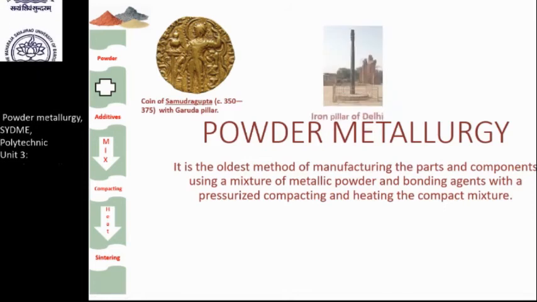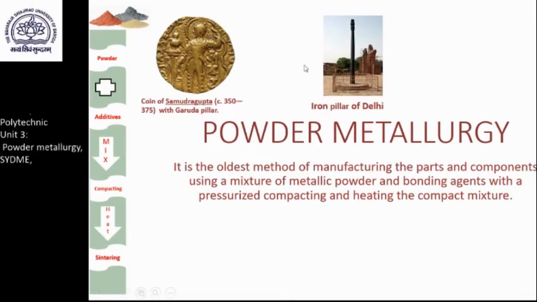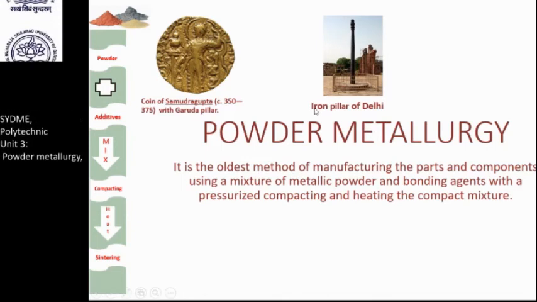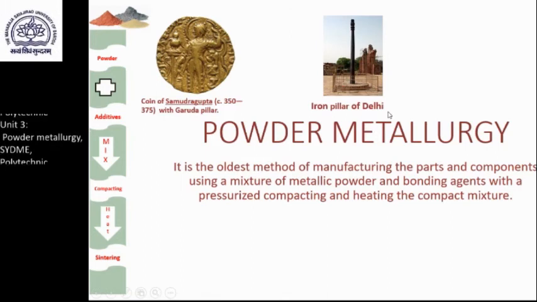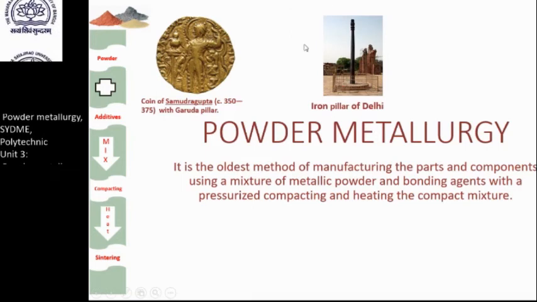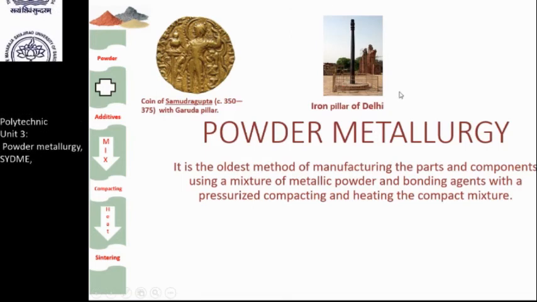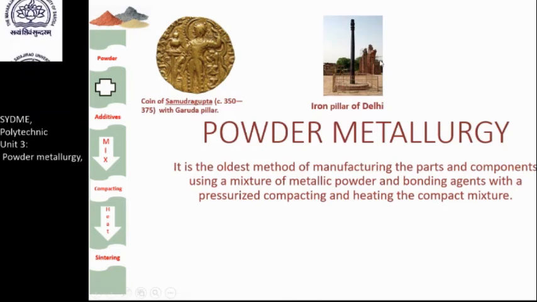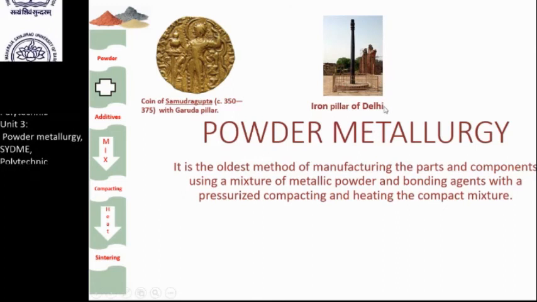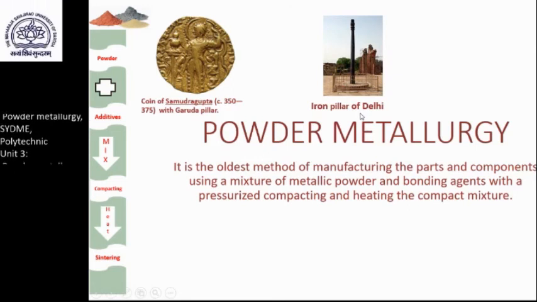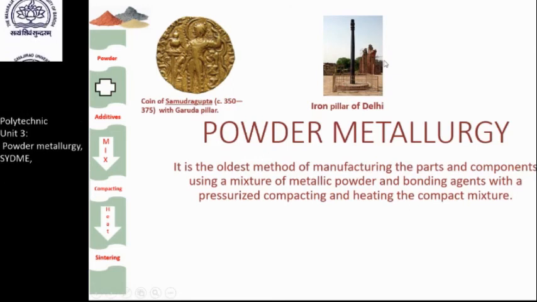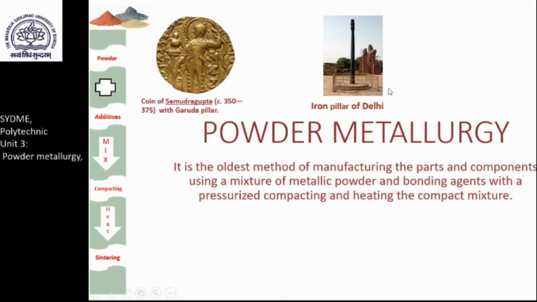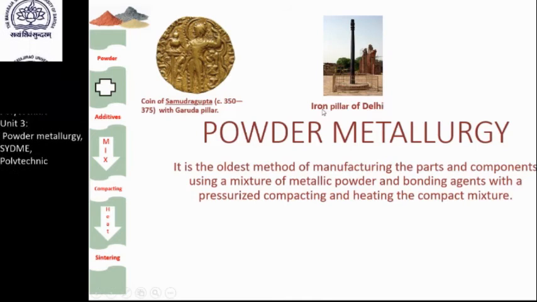The second very renowned and famous powder metallurgy product throughout the world is the iron pillar in Delhi. This is also a very old iron pillar, more than 200 years old. It is said to be made and installed by Emperor Ashoka, and the very famous and peculiar characteristic of this pillar is that it does not rust.